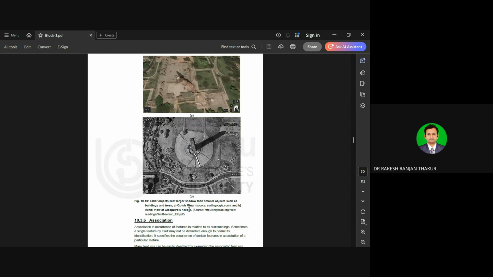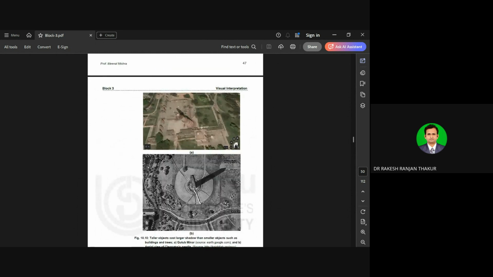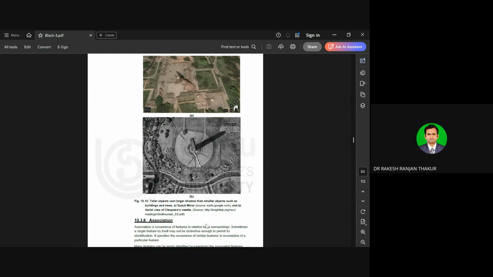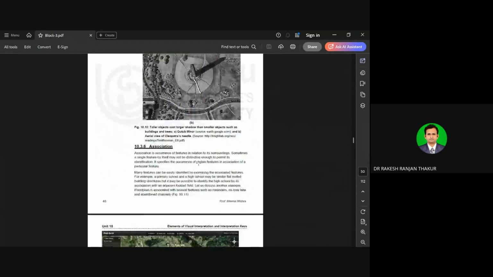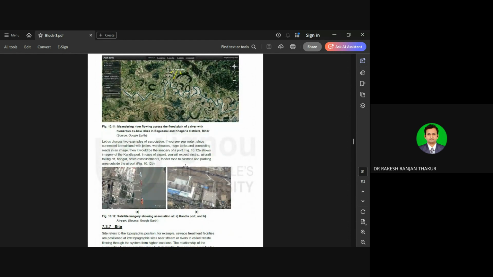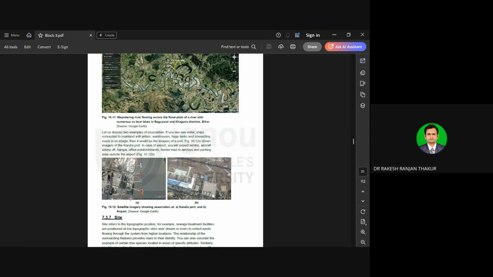Then another example, we were discussing this, some tall towers, like here Qutub Minar, then some aerial view of Cleopatra's Needle. I don't know where this is from, perhaps it is from some European country, I don't know. Then here in association, an oxbow lake is given, it is beautiful. Then in 10.2 you can see some association related to Kandla port and airport.